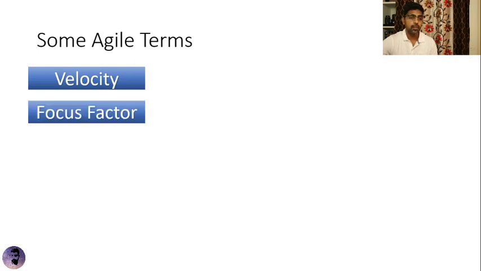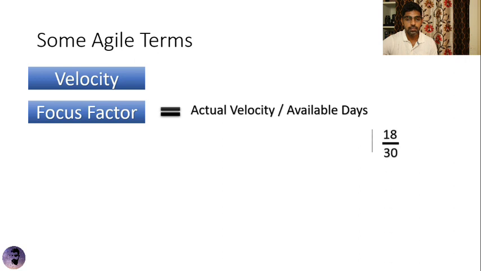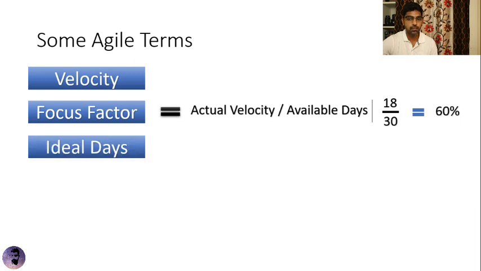Then focus factor. Usually we don't use the other two terms that I'm going to talk about, but good to know. Focus factor is how focused the team is while executing a particular sprint, I might say. It can be calculated easily by taking actual velocity dividing by available days. For example, say 18 is the velocity and 30 is the available days, then the focus factor is 60%. Meaning 60% the team is focused and 40% the team is not focused. Maybe they might be doing some other activities or meetings or unplanned leaves. It might be anything of that nature.